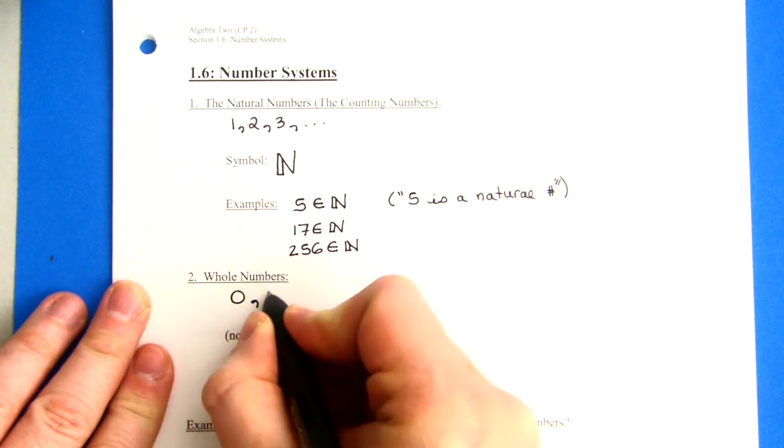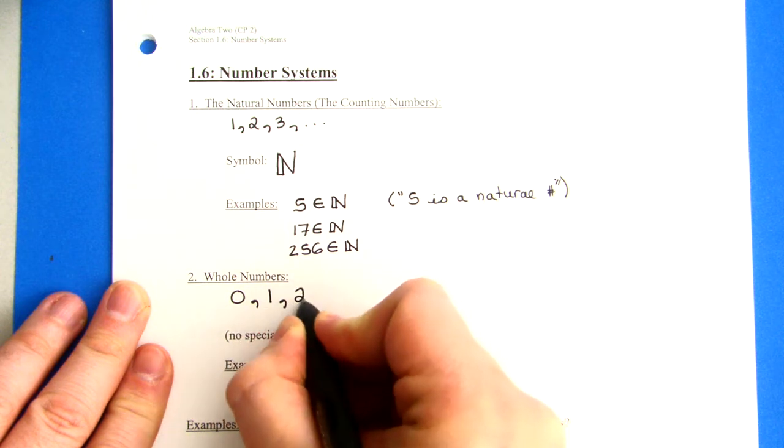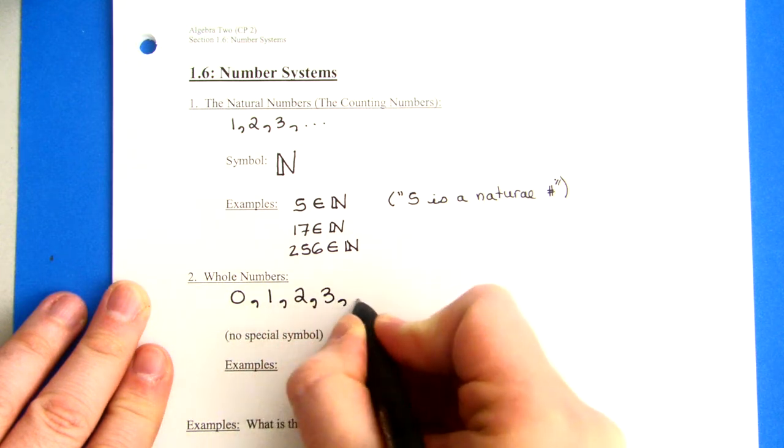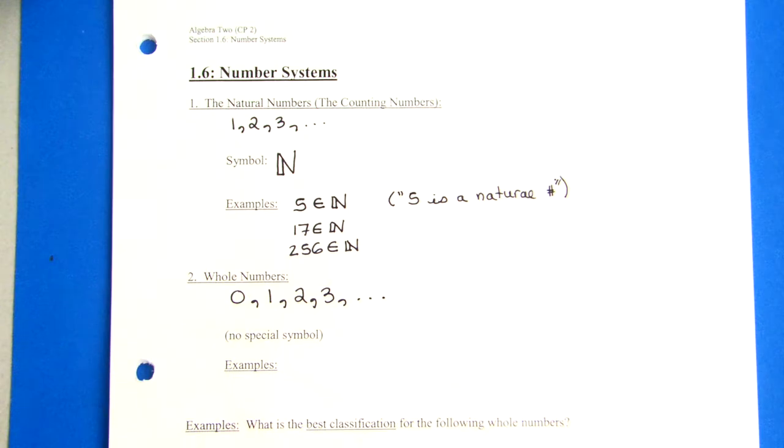And what we're going to do is make our number system a little bigger, and we're going to call this the whole numbers. Numbers like 0, 1, 2, 3, and so on. The whole numbers are just the natural numbers with 0 thrown in there. We need some number to represent we have, well, nothing left.